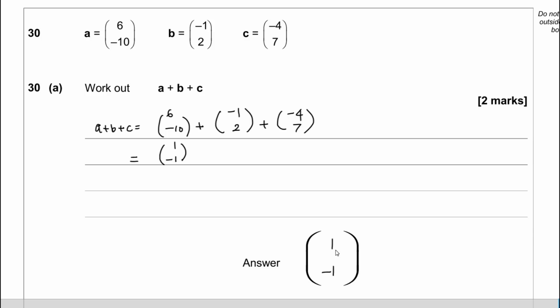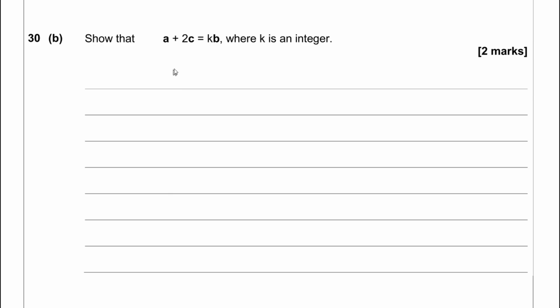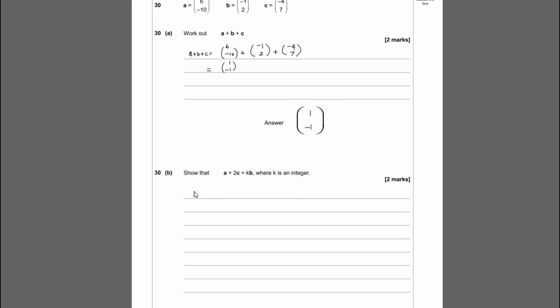That's it. We continue with the very last question. Show that A plus 2C is equal to KB, where K is an integer. Let's write this equation first. We have A plus 2C is equal to KB. Now A is from here, 6 minus 10, add 2C, and C is minus 4, 7. That will be equal to K times B, and B is from here, minus 1, 2.